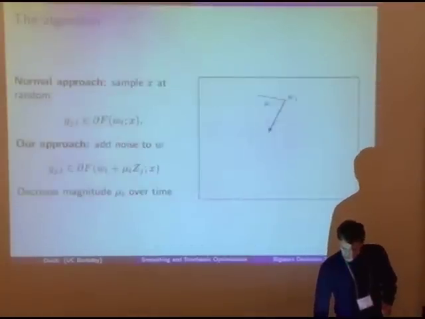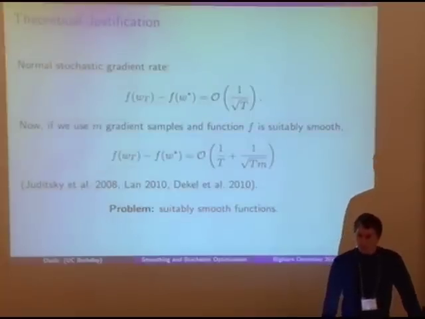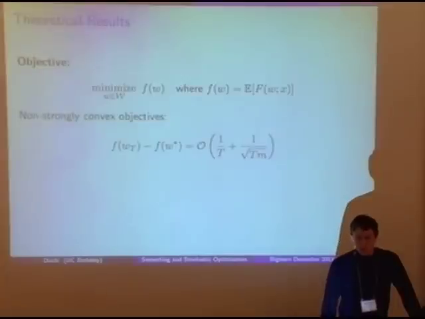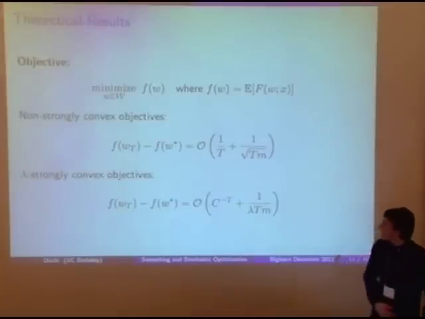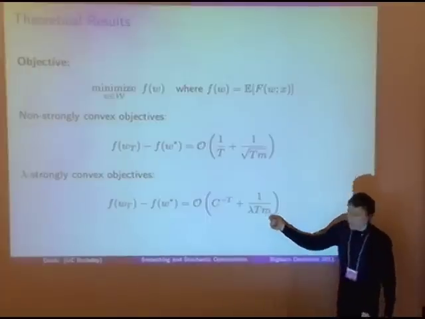So if we compare back earlier, this is essentially exactly the same speed up you get in the smooth case. But now we're getting it for non-smooth losses. And in the strongly convex case, a slight extension of the previous method gives basically optimal results here.